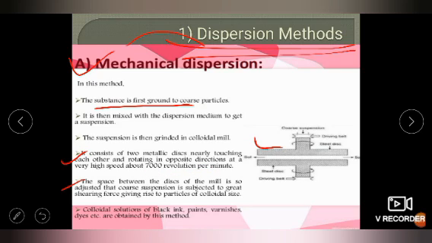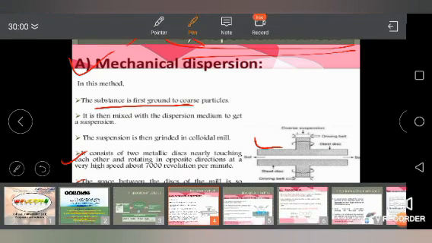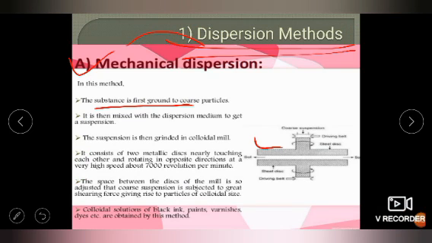The space between the discs of the mill is so adjusted that the coarse suspension is subjected to great shearing force, giving rise to particles of colloidal size. In this way, colloidal solutions of black ink, paint, varnishes and dyes are obtained. So hope you understood, and you can go through the video on mechanical dispersion on YouTube also.